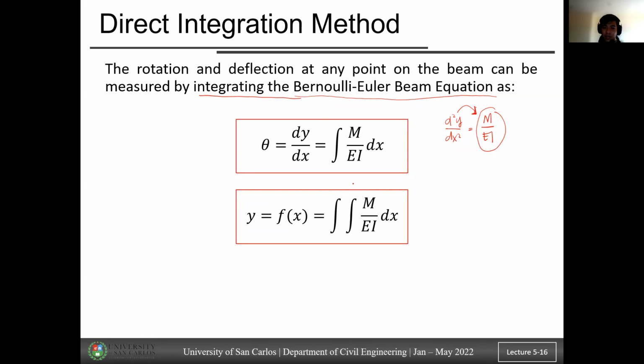Okay, so again, since it's a second derivative, we're going to have it as a double integration, di ba? And it gives you the y component because since you are integrating twice, so may dy and then the dy becomes y, di ba? And that will be the distance going to the point of the deflection.